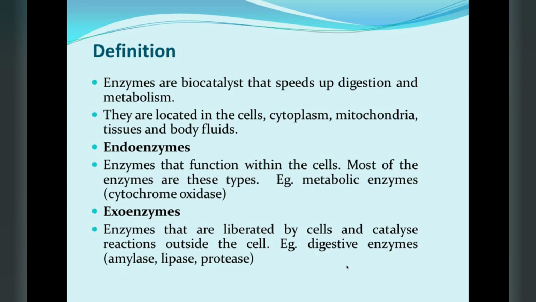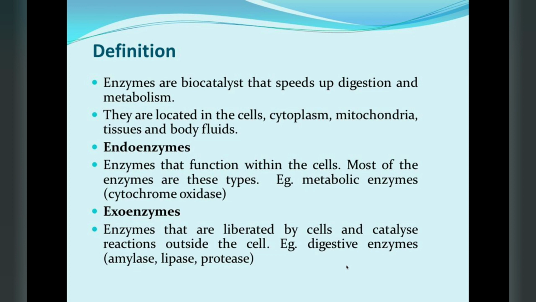So what are endoenzymes? There are two types of enzymes. One is endoenzymes and one is exoenzymes. Endo means inside, within the cells function happens. So you can see that in our body most of the enzymes are of this type. For example, metabolic enzymes like cytochrome oxidase belong to this category. Exoenzymes, external, outside. These enzymes are liberated by the cells, and they catalyze the reactions outside the cell. For example, digestive enzymes like amylase, lipase, protease, etc.